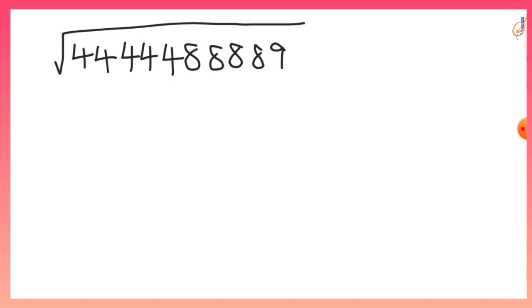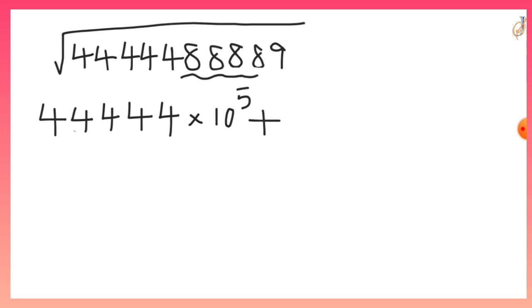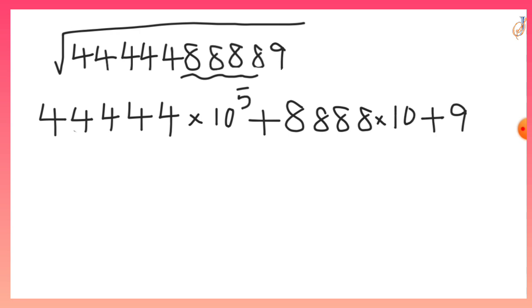We can start by expressing this large number as, after these 5 fours you have 1, 2, 3, 4, 5 digits. So that's why you can write this as 5 fours times 10 power 5 plus, now we have to take 8. How many 8s are there? 4 8s are there. Just write 4 8s. After 4 8s you have only one digit, so let's write it as times 10 plus 9. So we can express like this.